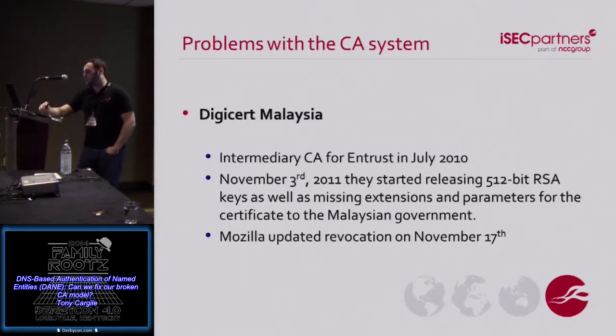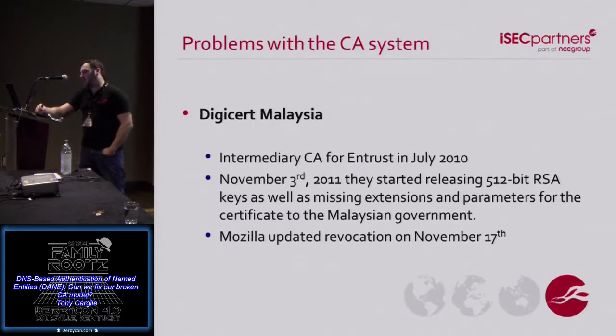So, another example, DigiCert Malaysia, not to be confused with DigiCert USA, two separate companies. DigiCert Malaysia was an intermediary CA for Entrust. So, basically, Entrust gave them a certificate that let them sign whoever they wanted. In July 2010. In November of 2011, they started just releasing bad certificates, just poor management skills. They started releasing 512-bit RSA keys, and they were missing a bunch of extensions and other parameters, and that would allow these certificates to be compromised. And they were issuing them to the Malaysian government.